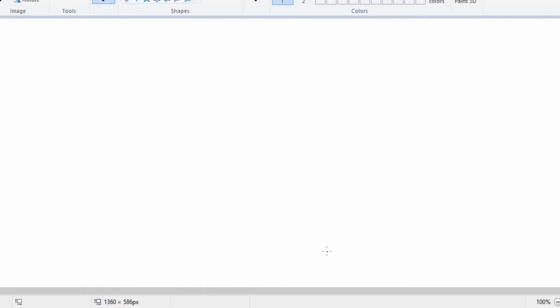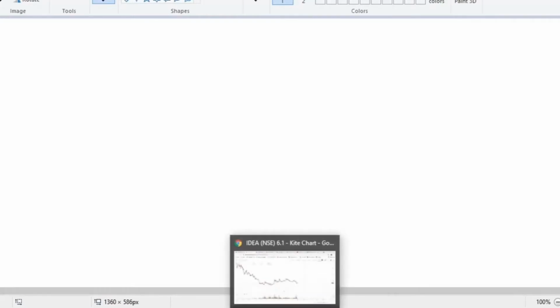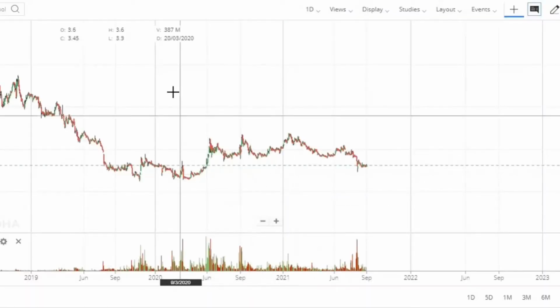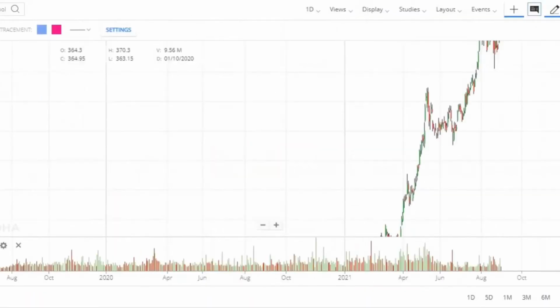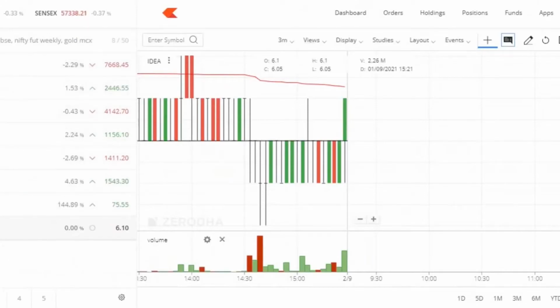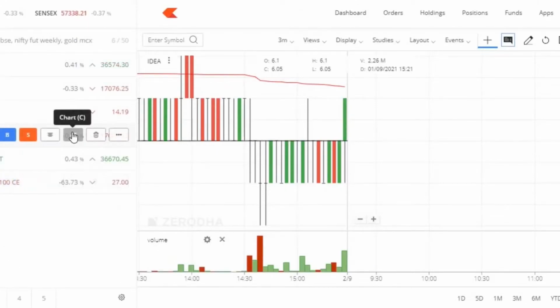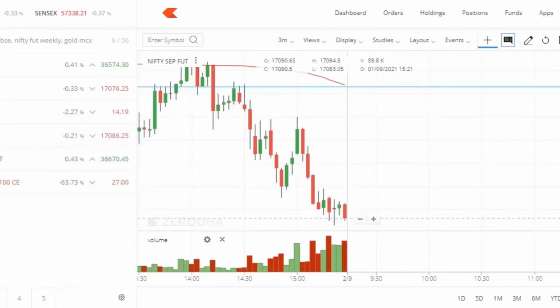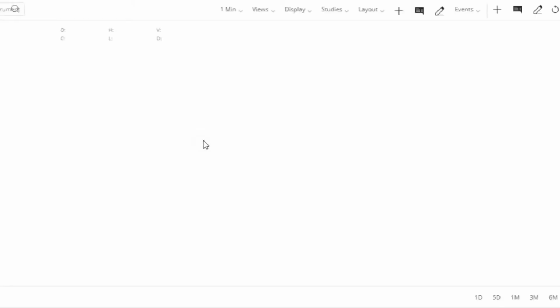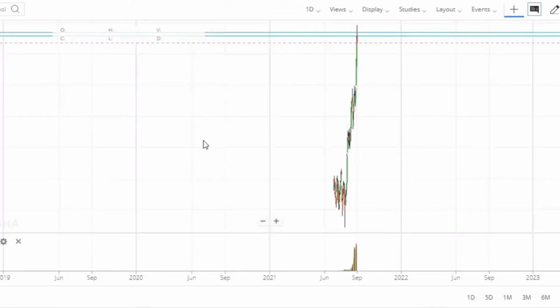Now we are going to understand another concept, that is volume rejection. Now, what is volume rejection? Let's understand volume rejection. Volume rejection is a concept that works best in indices, which is Nifty and Bank Nifty. All right. So let's understand volume rejection. Let it load.